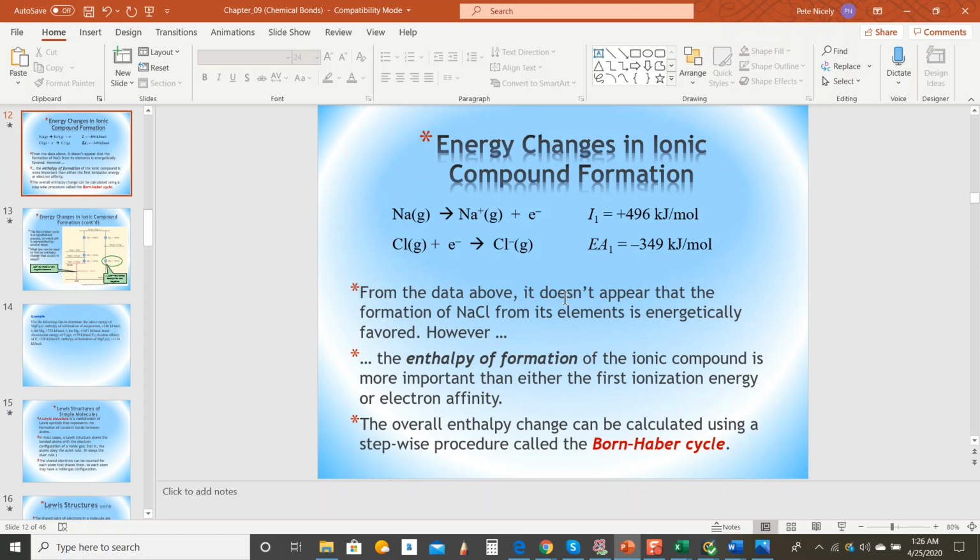What we have to look at is what is known as the enthalpy of formation, which we talked about before, I believe in chapter 6. And you will see that the enthalpy of formation is actually more important than either of these energies here. In fact, in order for us to get a true picture of the energy changes taking place, we have to use what is called a Born-Haber cycle.